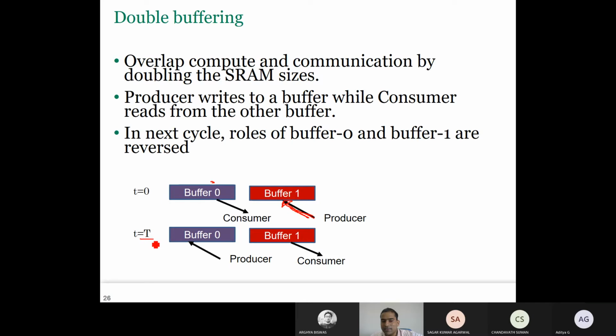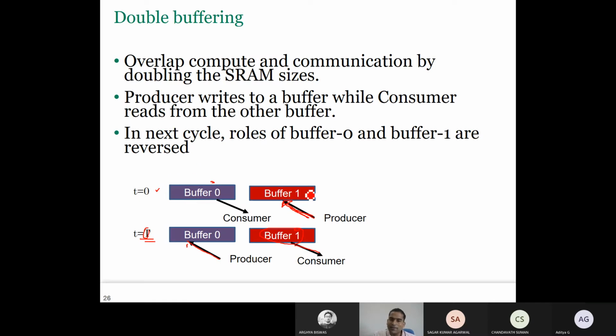And then what happens after some time? Now buffer 1 holds the data which the producer just now wrote. So that data is written in buffer 1. And at time small t equals capital T, that means at a certain time capital T, now the consumer can read from buffer 1 and the producer can write to buffer 0. That means the roles of the buffers are reversed.